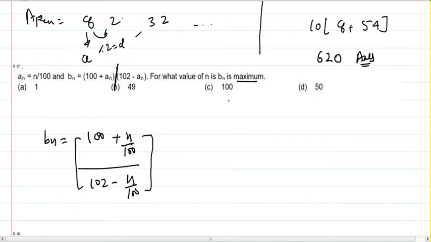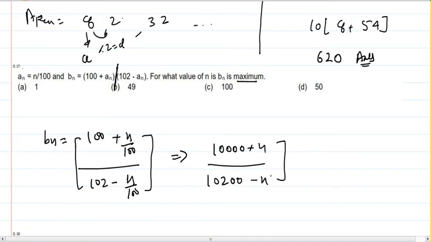I want maximum value for b. See, I'm rearranging this. I have got 10,000 plus n upon 102 followed by 20 minus n. 100 is cancelled, guys. Now to maximize this, I must have more numerator and less denominator. As you can see, more value of n will give me more numerator, and more value of n in the denominator will reduce the denominator. That is what I want. So I want n to be largest possible.